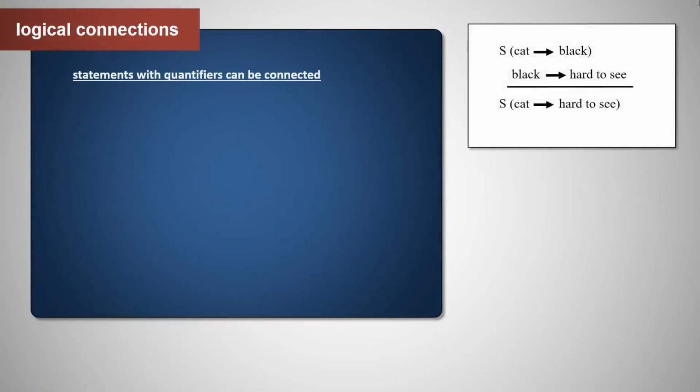In terms of the logical connections between statements, we see here a statement that says: some cats are black. Black things are hard to see. Therefore, some cats are hard to see. So what does that mean? Well, statements with quantifiers can actually be connected, but you have to be careful how you connect them. They can't all be connected. There are only specific ways in which you can connect them.